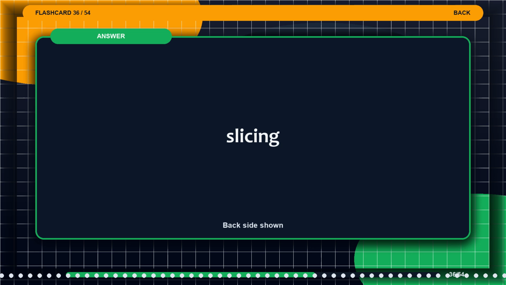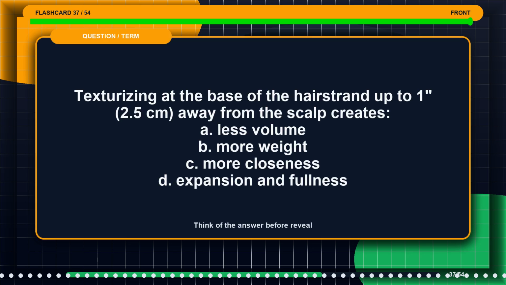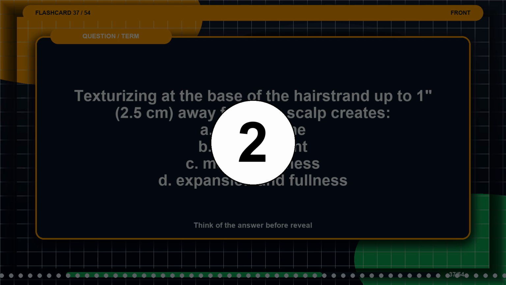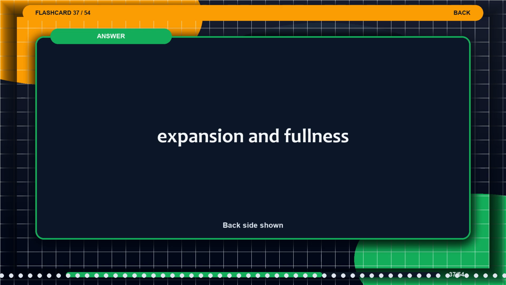The answer is slicing. Flashcard 37. Texturizing at the base of the hair strand up to 2.5 centimeters away from the scalp creates A. Less volume. B. More weight. C. More closeness. D. Expansion and fullness. Pause and think of the answer before the reveal. The answer is expansion and fullness.